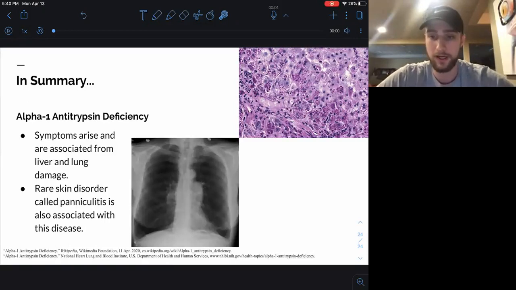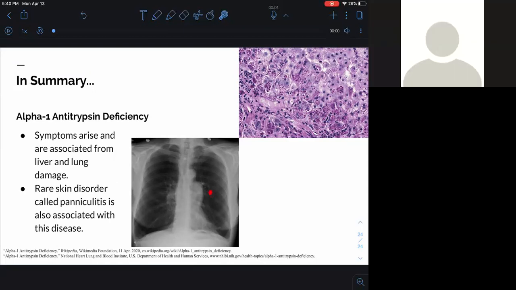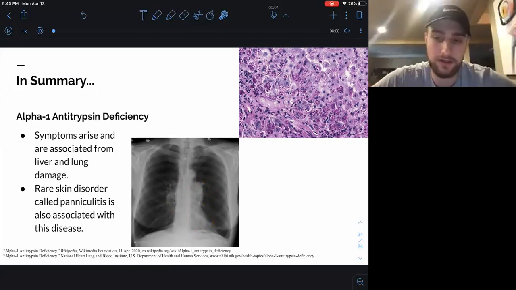Two pictures are shown here. At the top right is a liver biopsy, and the pink globules you see, as Ryan mentioned earlier, are a characteristic of this disease. And the other picture shows a patient with emphysema caused by alpha-1 antitrypsin deficiency. Lifestyle factors such as alcohol and smoking can cause variety in these symptoms.